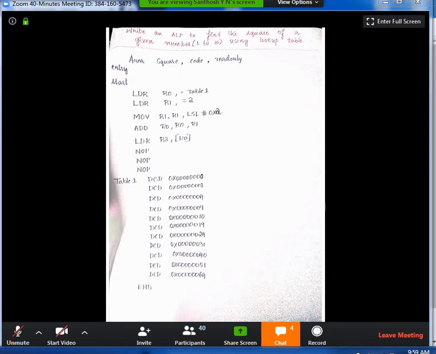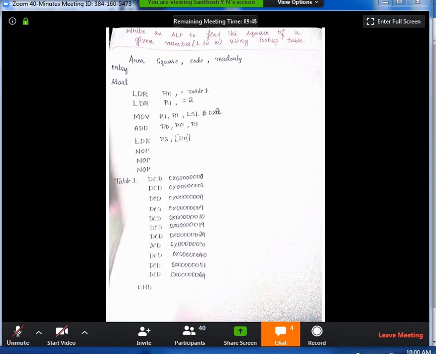LDR R0, =TABLE1 means you are loading the starting address of the table into R0. Next, again you are loading 2, whatever data you are interested to load, that data you are loading into R1. If you are interested to find the square of 3, you have to load it as 3. If you are interested to find the square of 4, you have to load it as 4.